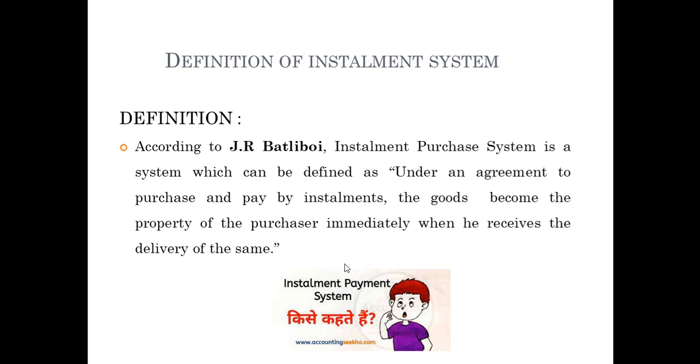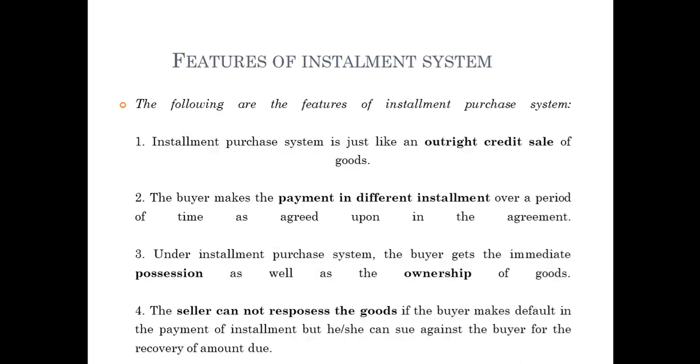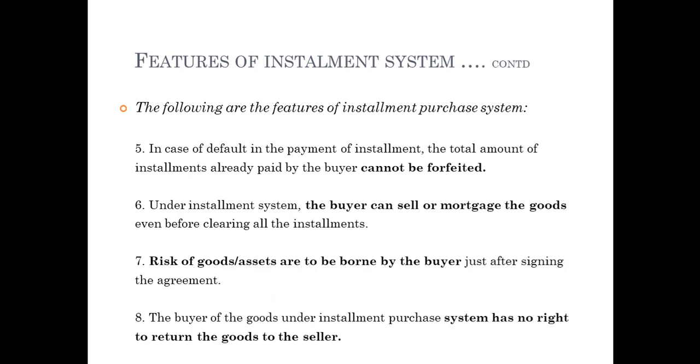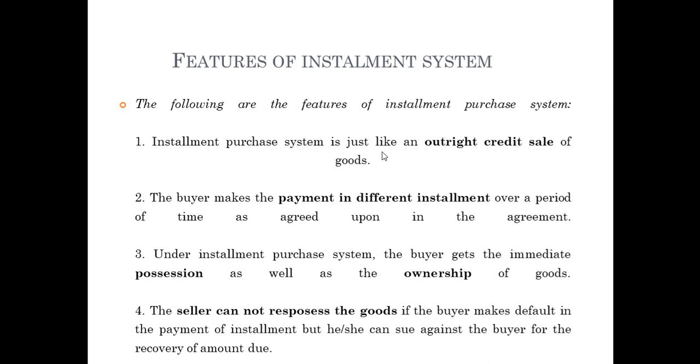So this point only we are going to contrast with hire purchase system, where immediately the buyer becomes the owner. Okay. So this is the definition of installment system given by Batley Boy, a popular author. Now we will move on to the features of installment system. From whatever we have discussed as the meaning, what all features we can derive.